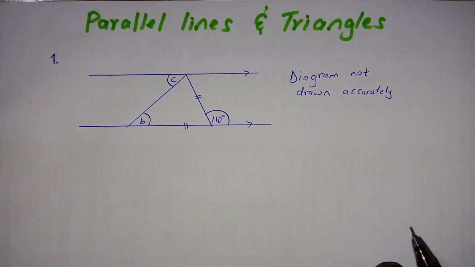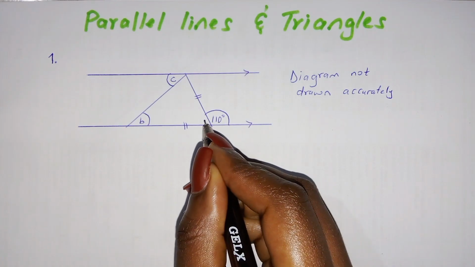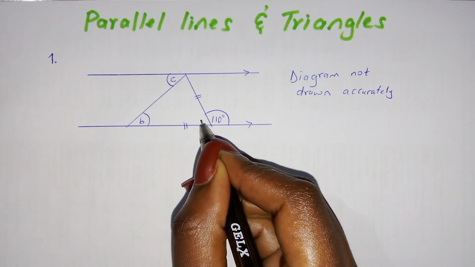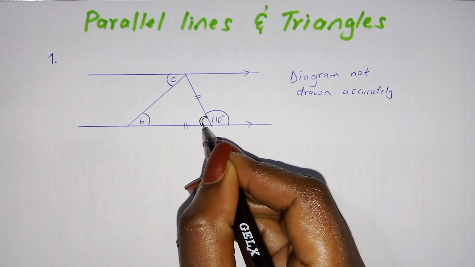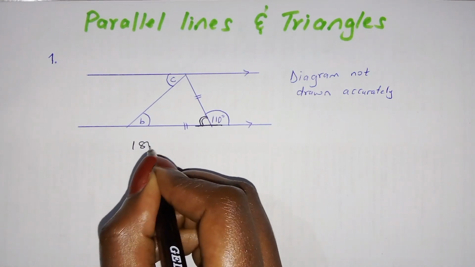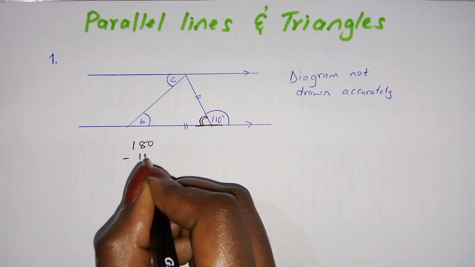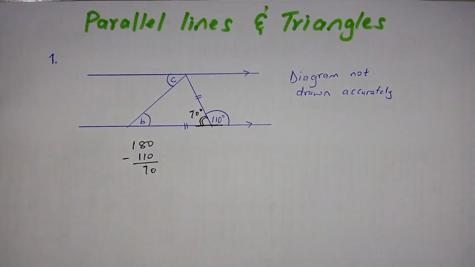Okay, so let's apply what we have learned so far. So we start from known to unknown. So find the immediate angle, which is this one. Okay, so that's a straight line. Angles on a straight line add up to 180. So that one would be 70 degrees.